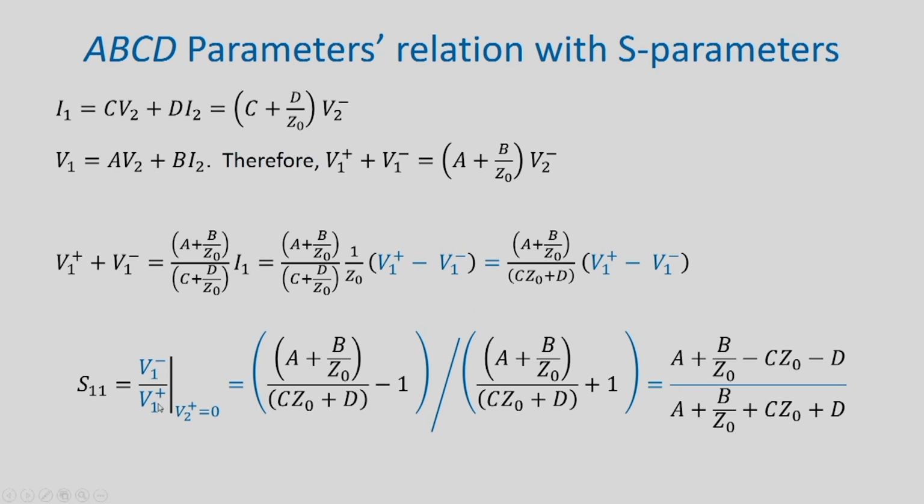And then you can put it in this form: S11 equal to (A plus B by Z naught minus C Z naught minus D) divided by (A plus B by Z naught plus C Z naught plus D). So, we have actually related S11 to A, B, C, D parameters, and Z naught is the normalizing impedance.